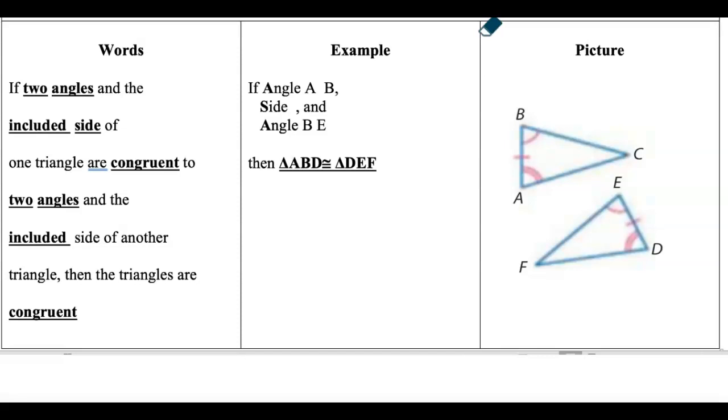If two angles and the included side of one triangle are congruent to two angles and the included side of another triangle, then the triangles are congruent. So again, we're looking for angle, side, angle. In this case, we have this angle here corresponding to that angle, and then we have this angle here. And we need the side that connects them. So it would be this side here. Since that is true, we can use the shortcut of angle side angle.